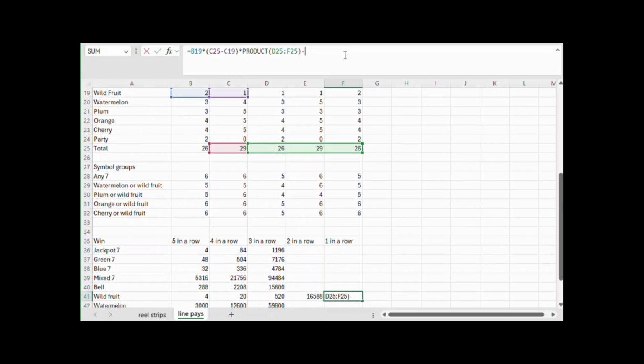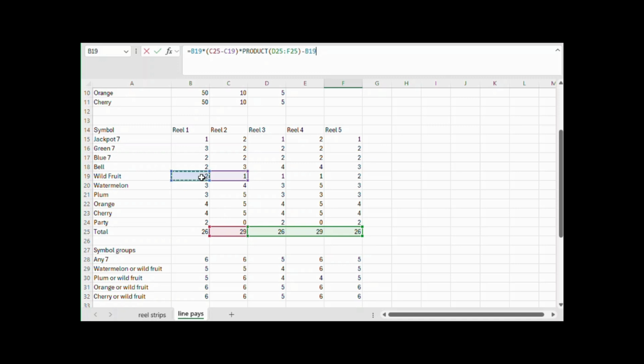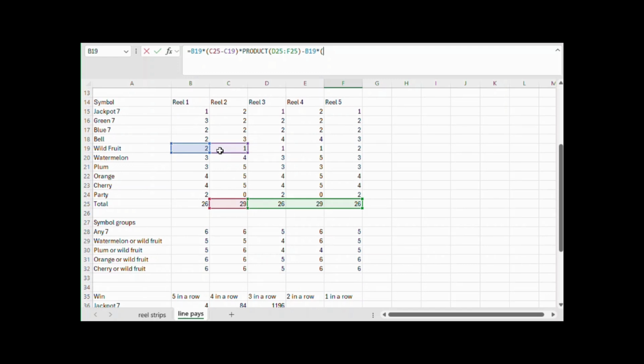So let's do that. So I'm going to subtract out the number of wilds on reel 1 times, for reel 2, I'm going to subtract out the number of ways you can get a watermelon on reel 2 times the number of ways you can get a watermelon or wild on reel 3, plus I'm going to subtract out the number of ways you can get a plum on reel 2 times the number of ways you can get a plum or a wild on reel 3, plus the same thing for an orange, and then the same thing for a cherry.